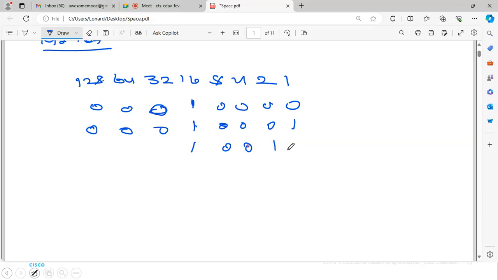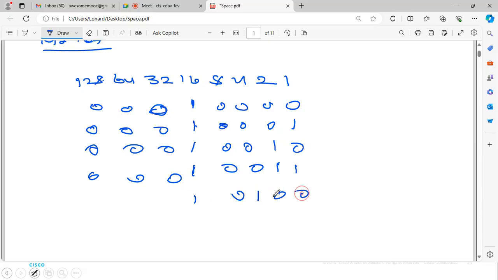The rest. I hope we are following. Are we following, guys? Then 19, it is this and a 3. A 3, it's 16 plus 2, 18 plus 1. The rest. Okay. Then if I want 20, it is 16 plus 4. The rest is yours.